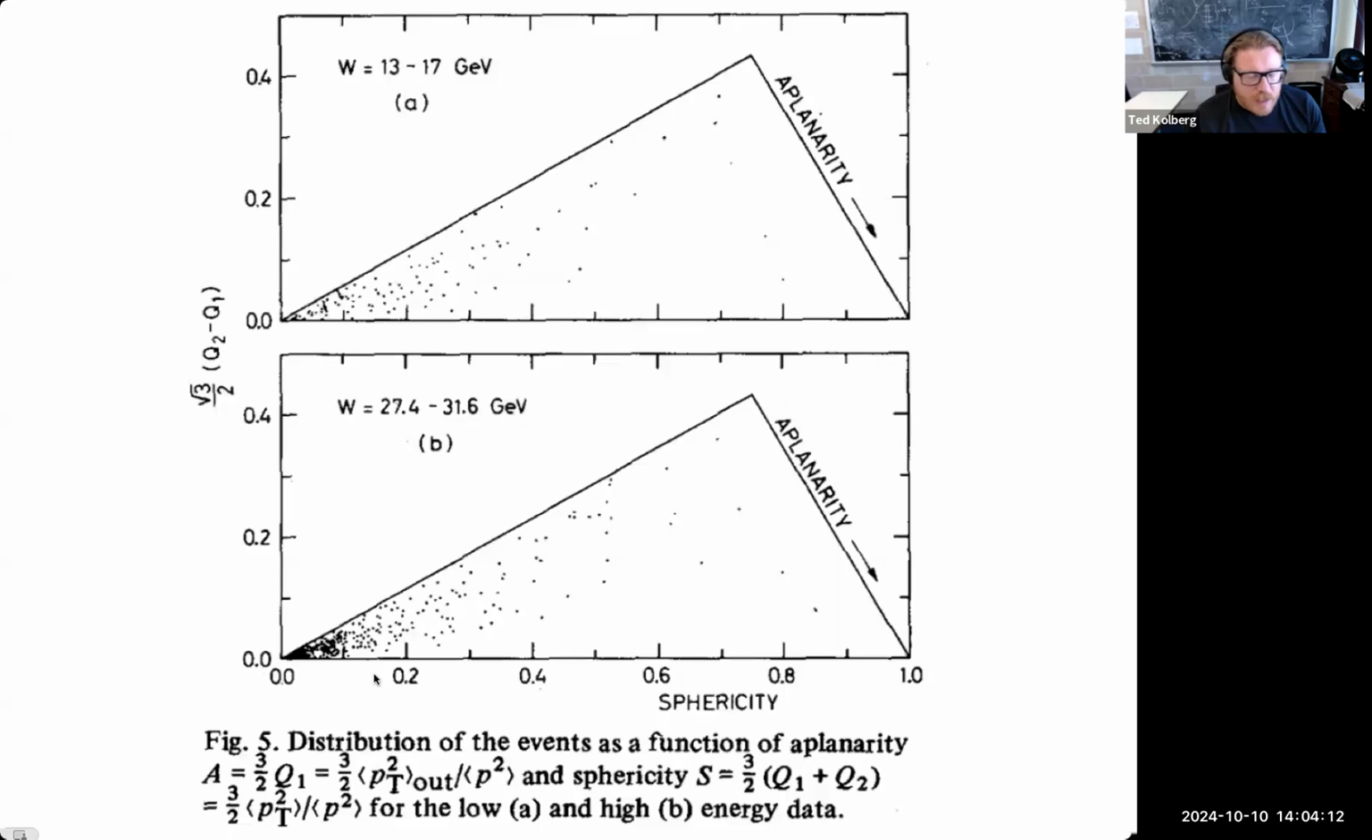sorry, I think I misspoke on the last slide. That's our candidates for the three-jet events. So this is a confirmation, albeit a little hard to understand, of the predictions of the QQG model.